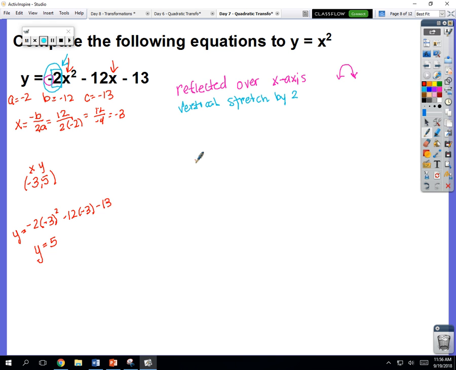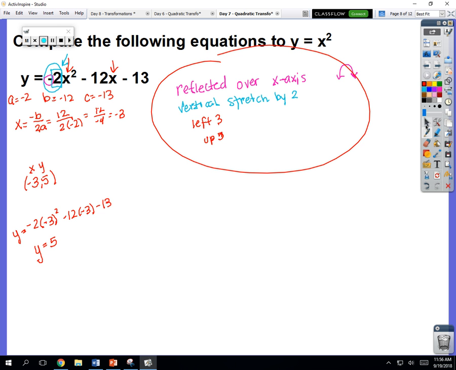So that means that it has been shifted left 3 and up 5, because the point negative 3, 5 is how it is on my coordinate plane. So it's gone left 3, up 5. So that's the shifts.